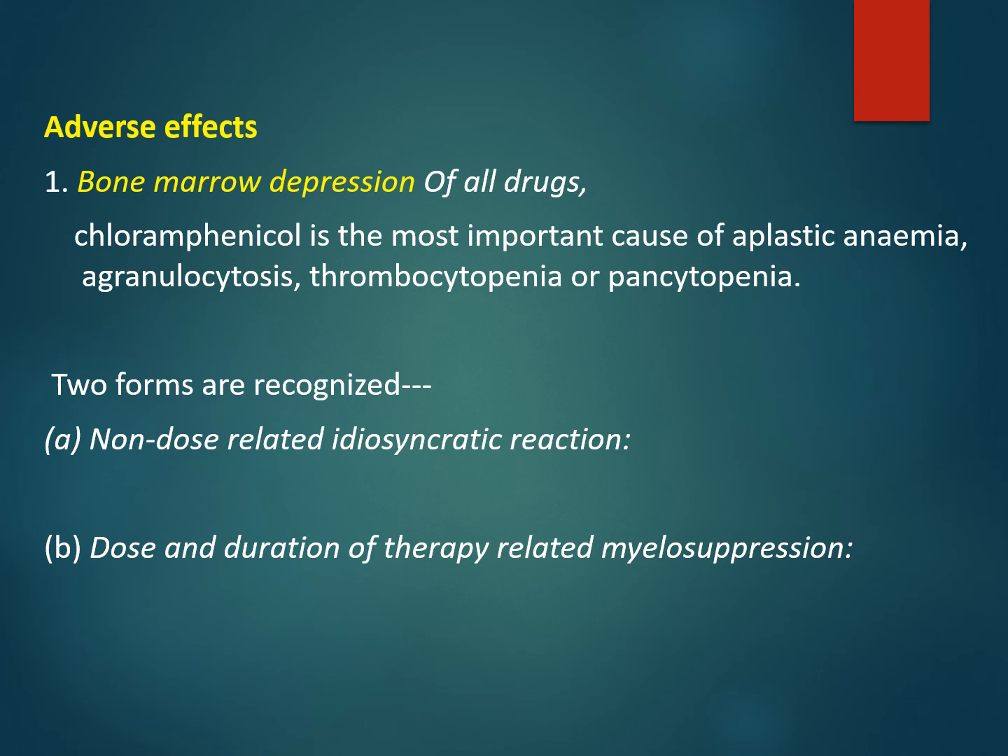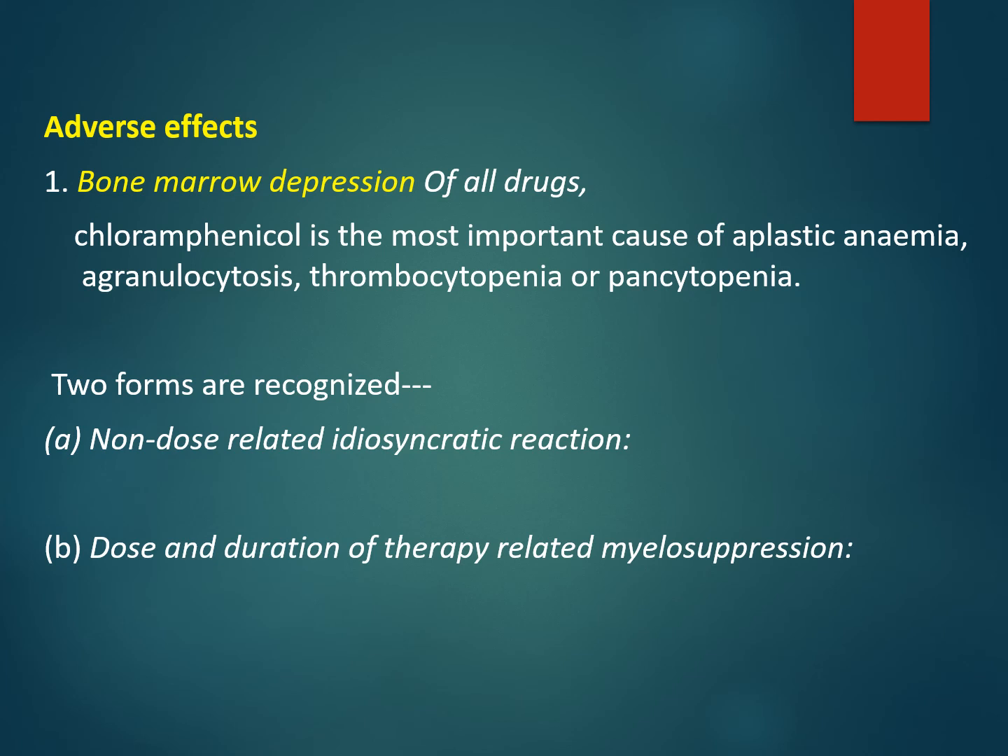Chloramphenicol is the most important cause of aplastic anemia, where it suppresses the bone marrow and the production of all the blood cells is inhibited. That leads to agranulocytosis, thrombocytopenia, and pancytopenia.